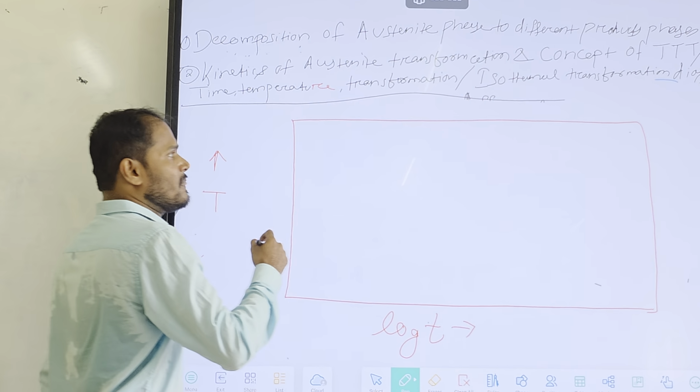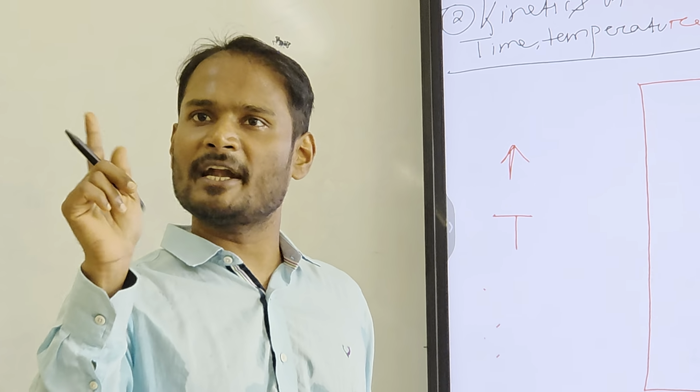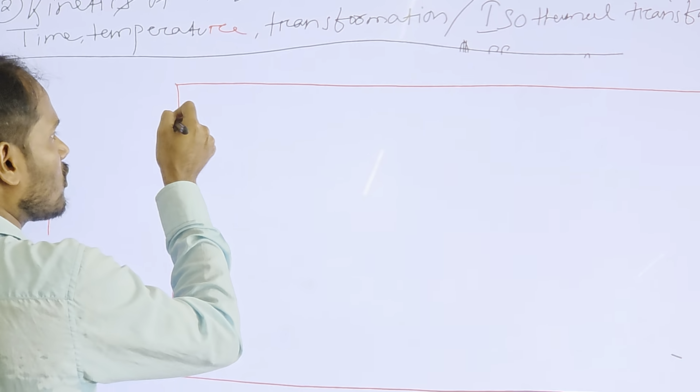Okay, anyways. And I need what? I need transformation. So the first phase will be what? Parent phase, austenite. So I need to draw a line.